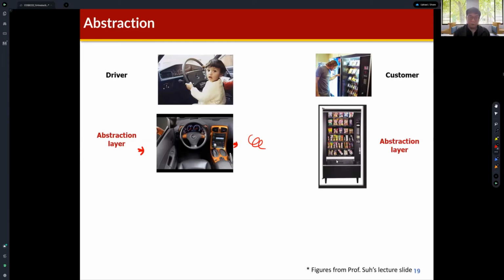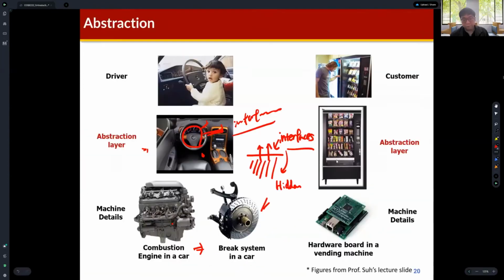I explained abstraction with the analogy of a car, because in order to drive a car, we don't need to know the very detail of the inside of the car. We don't need to know how the engine works, or the mechanism of the brake systems in a car.